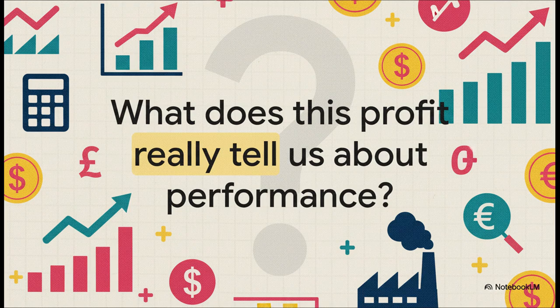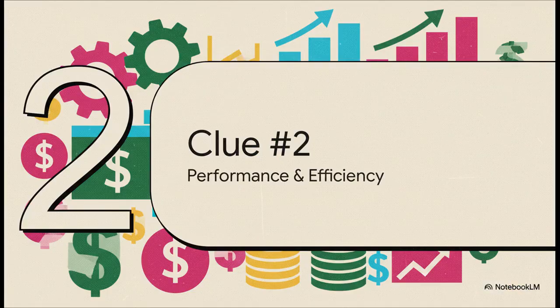So, we have this number, but a number by itself is, well, it's just a number, right? It doesn't tell the whole story. To really understand if this profit is good, bad, or just okay, we need context, and that's exactly where financial ratios come into play. Let's move on to our second clue. We're going to take that PAT figure we just calculated, that 12.29 lakh rupees, and use it to really investigate how well this company is performing.